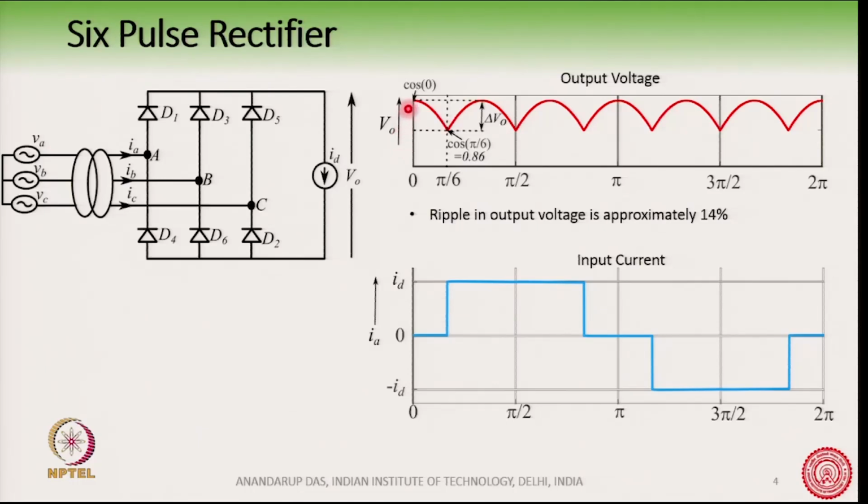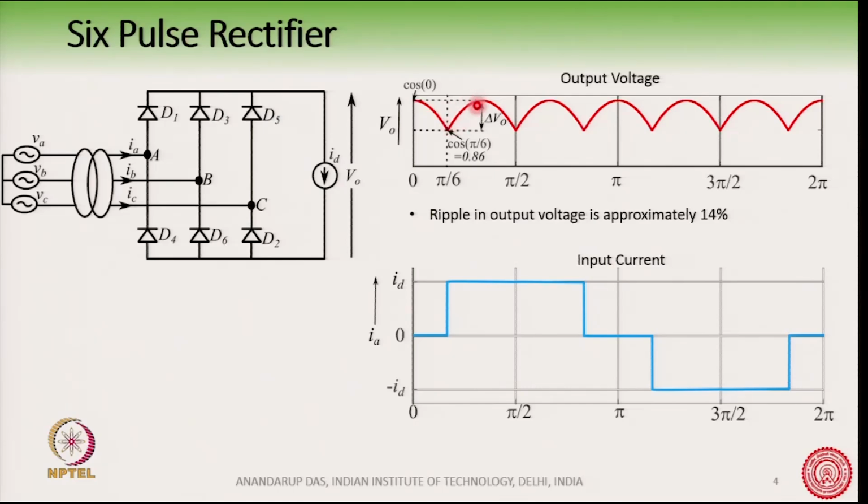So, the output voltage waveform, because of the sequence of conduction of the diodes, typically looks like this. It is called a 6 pulse rectifier because there are 6 lobes in this fundamental cycle, and so if this is 360 degree, then each lobe is spanning 1/6 of 360 degree, that is 60 degrees.